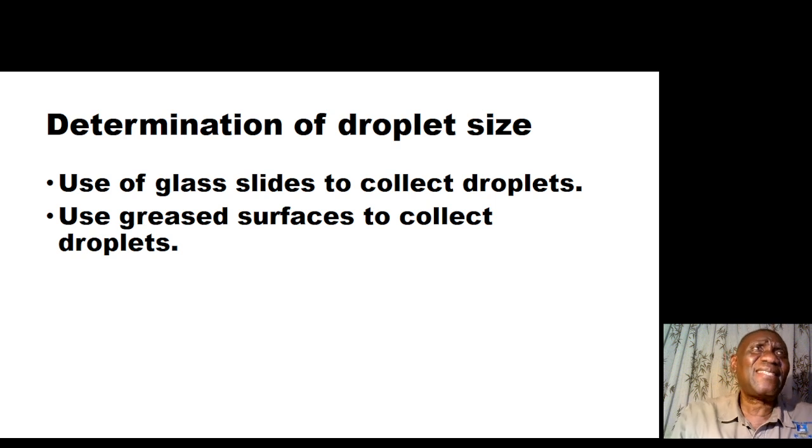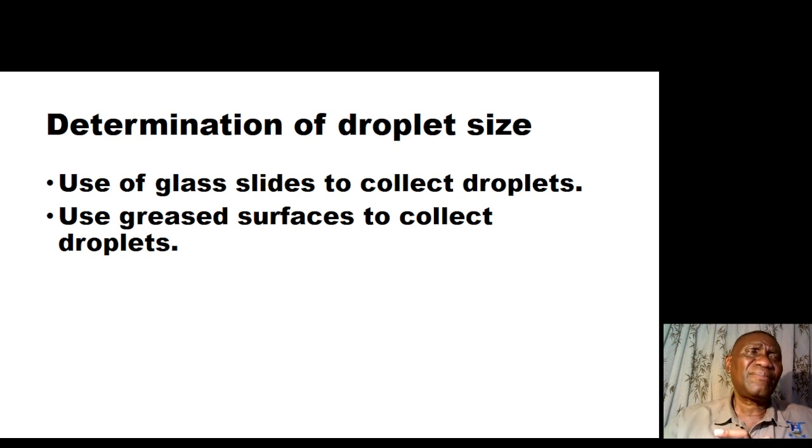Determination of droplet size: we can use glass slides to collect droplets. You actually spray and put some glass slides so that they trap the droplets, so that you can do some measurements and some counts. You can use greased surfaces to collect the droplets. So this is another way of doing it. But earlier on I showed you special equipment which can accurately determine the parameters of these droplets.